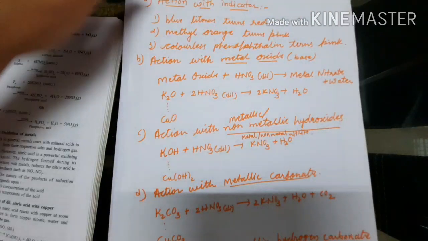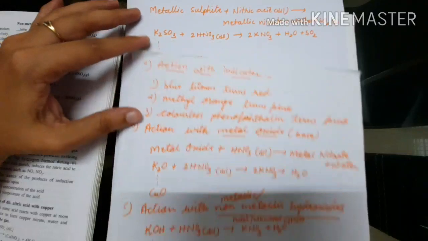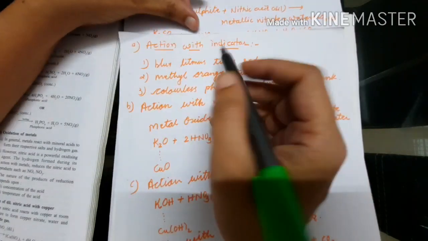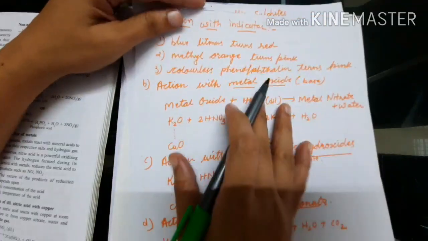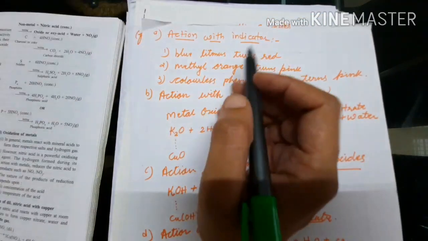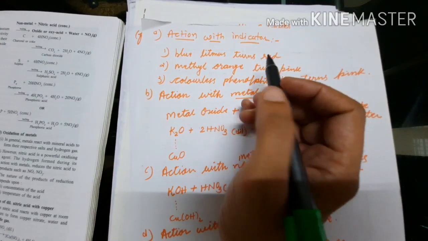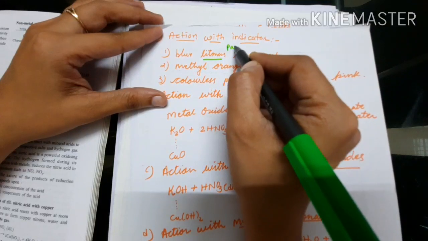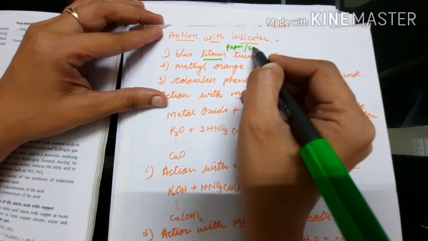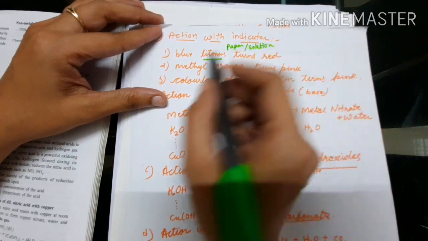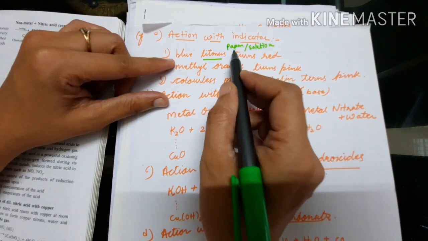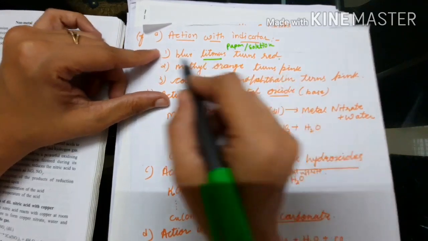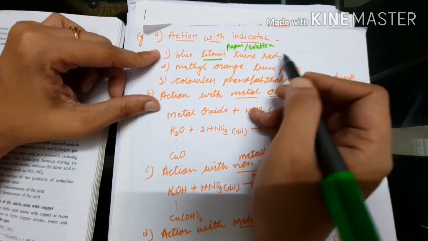So now let's learn the next chemical property, action with indicators. The first is with litmus paper or litmus solution. That's why I just wrote the litmus here. You can take a paper or you can take a solution, both you can take. So the blue litmus paper turns red, right? That is the first one. Or blue litmus solution turns red, that also happens.